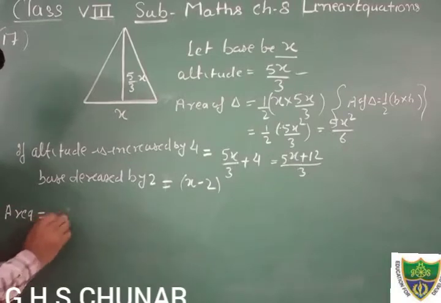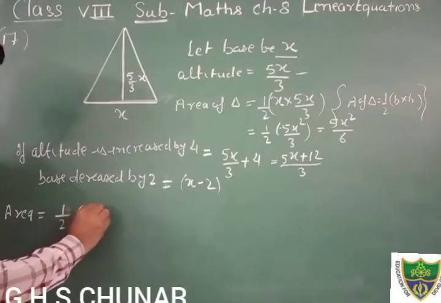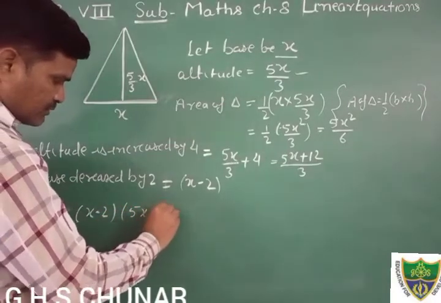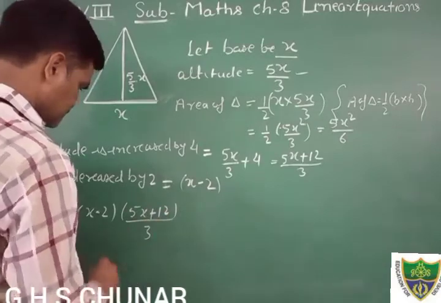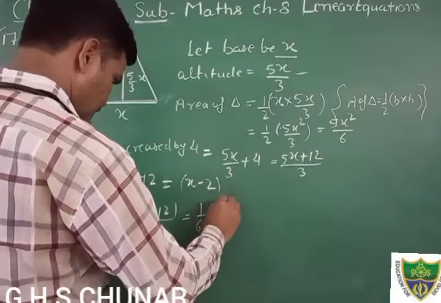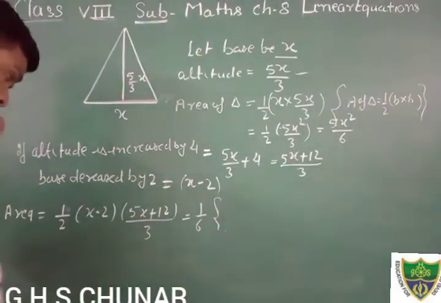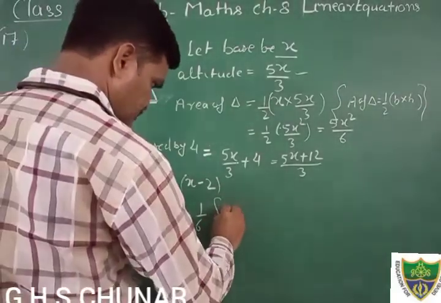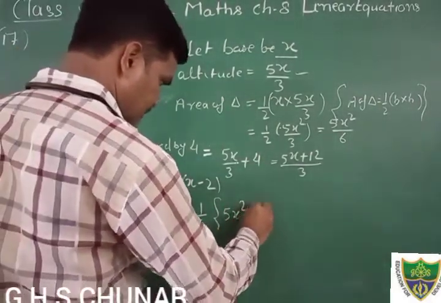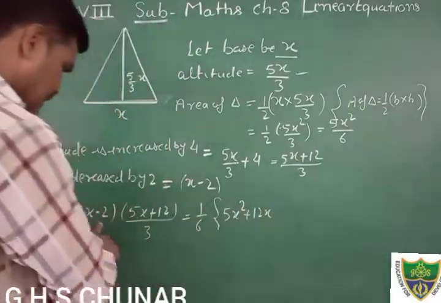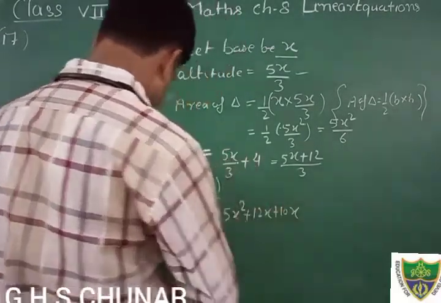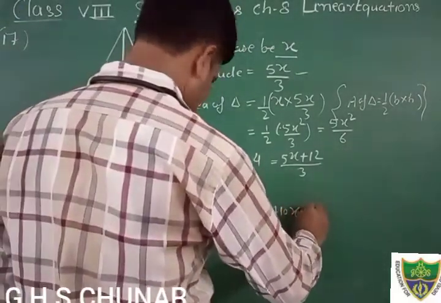That is 1/2 × (x − 2) × (5x + 12)/3. It will give 1/6 of: 5x into x, that is 5x², x into 12, that is 12x, and minus 2 into 5x, that is minus 10x, minus 2 into 12, that is minus 24.